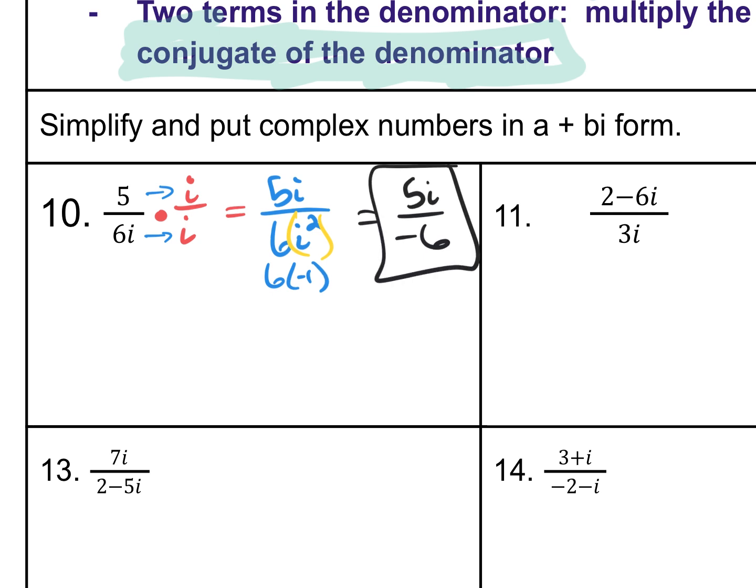And there you can see the whole goal was to get i out of the denominator, right? So we're trying to make sure that we don't end up with any radicals in our denominator, and really i is representing a radical, so we can't have i in the denominator.